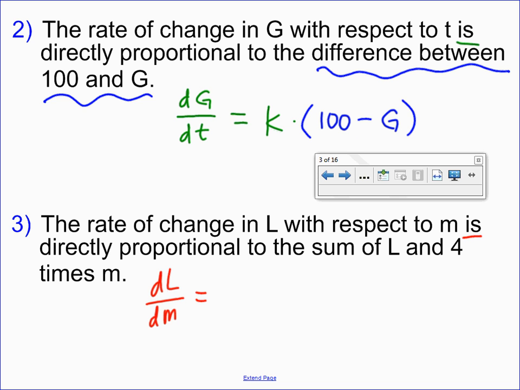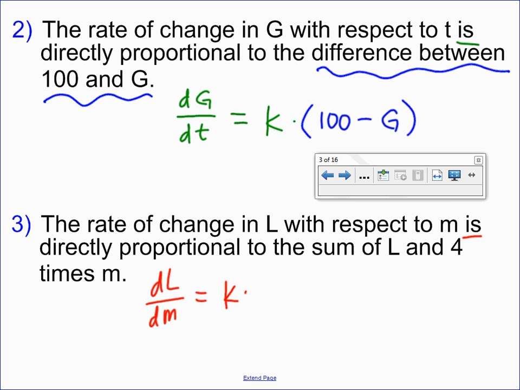Is, here's my verb, directly proportional to, that means k times. And in this case, they're saying directly proportional to the sum of L and 4 times M. And so now we've got to translate and work out the order of operations here. The sum of L and 4 times M, right? Depending on how you interpret that, you might get a different result than your partner. Well, it's important to note that sum of would be addition. L and 4 times M, I would group the multiplication, right?